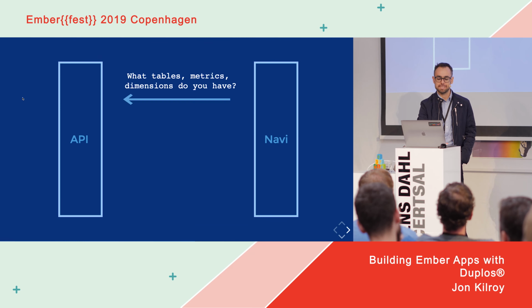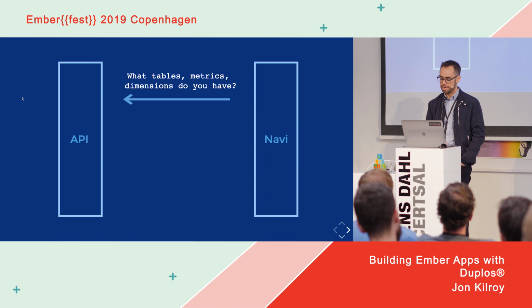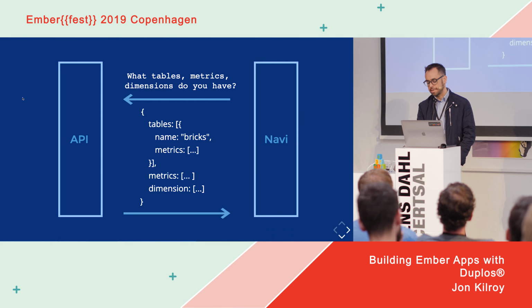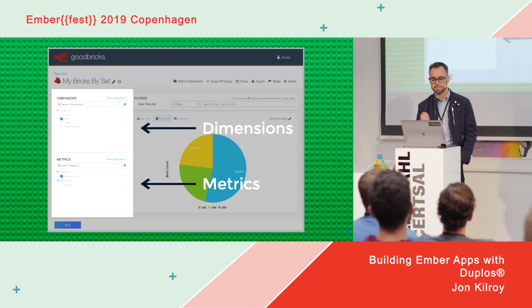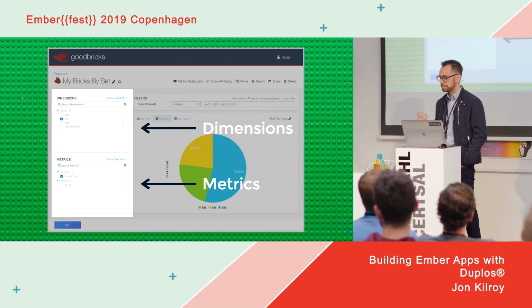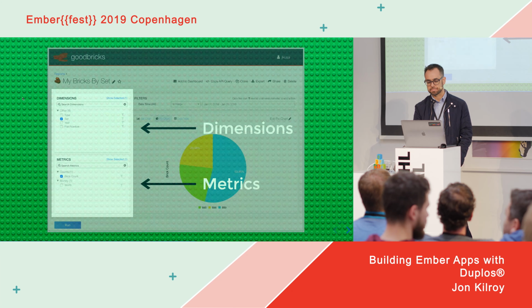So what Nobby does is it simply asks the API, hey, what tables, dimensions, and metrics do you have? And it responds with a payload. And now we can teach Nobby about our schema, our tables, dimensions, and metrics. And now we can query it, which is pretty neat.